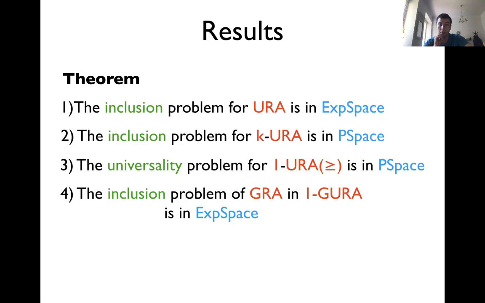So we have shown that if we have the same two data values with the same location, we can kind of compress our configuration, and then the size of the compressed configuration is at most exponential, and this is how we get exponential space.